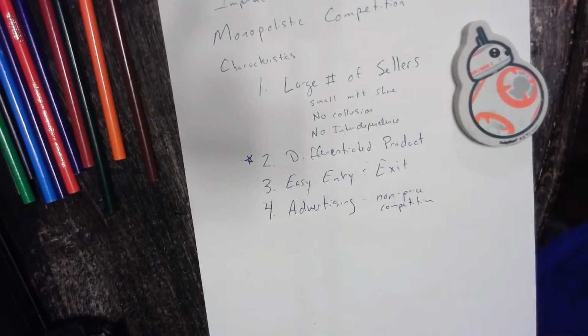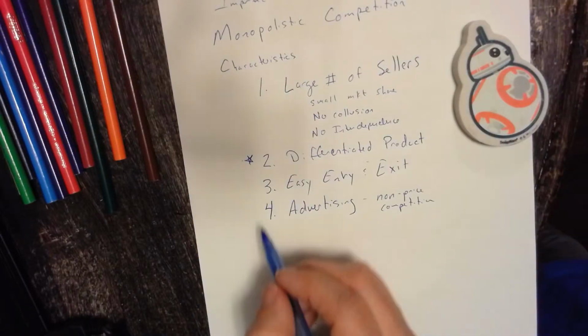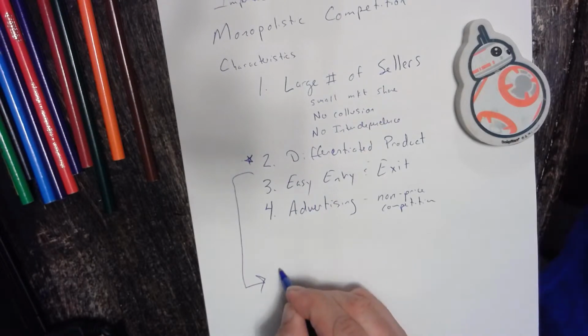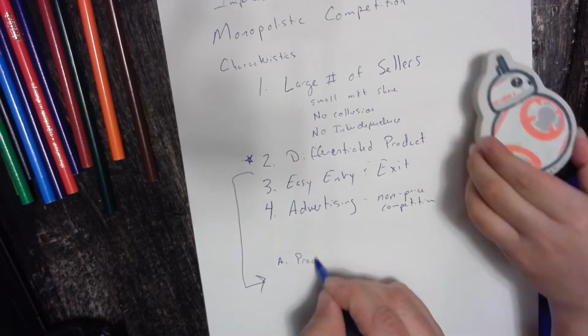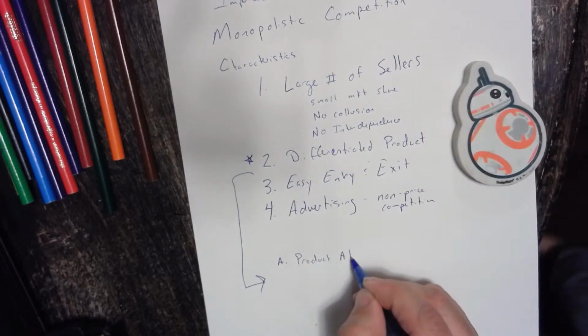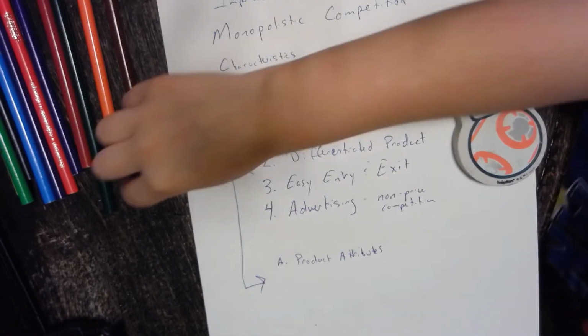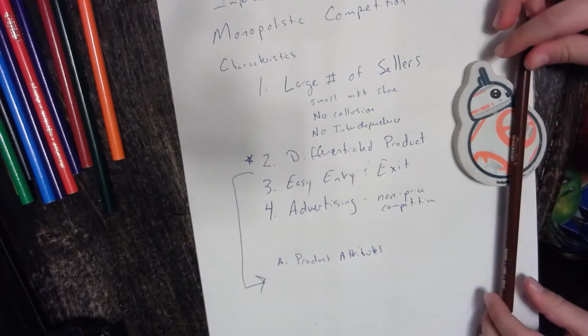So the next thing I want to talk about is to go back to this asterisk. What makes something a differentiated product? For a differentiated product, we start with A, your product attributes. These are the physical differences between the items.